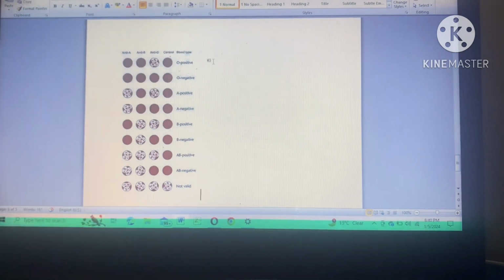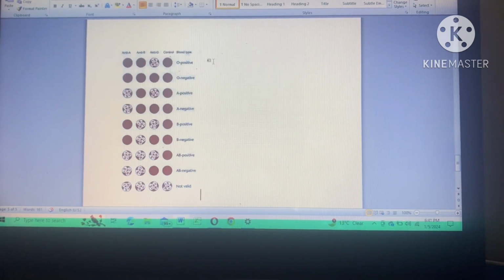All right. Let's come to patient number 5. On A, there's no agglutination. On B, there is agglutination, and on D, which is the Rh factor, there is also agglutination. What kind of result is this one? This is B, but B positive. Why positive? As I've already said, because on the Rh factor there is agglutination. That's why it is B positive.